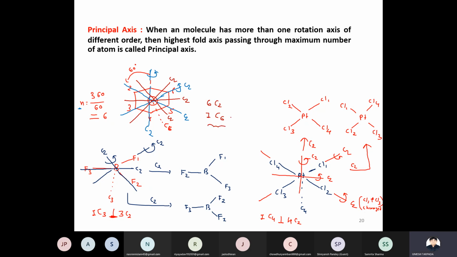So see, among these two, the highest pole is this one, C6. And all these are proper rotation axes. Proper rotation axis, that is called Cn, is again of two types. In the proper rotation axis, you can have a principal axis, that is the main axis, and a subsidiary axis.